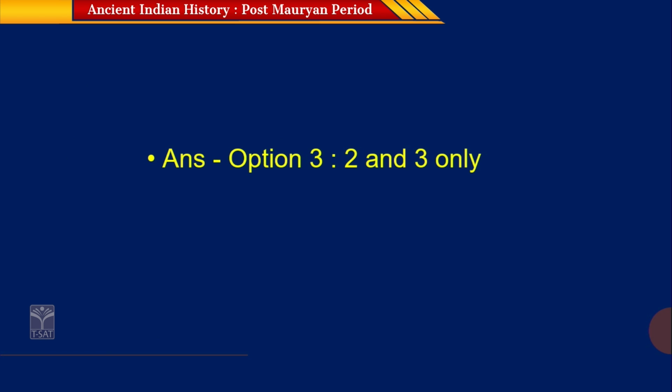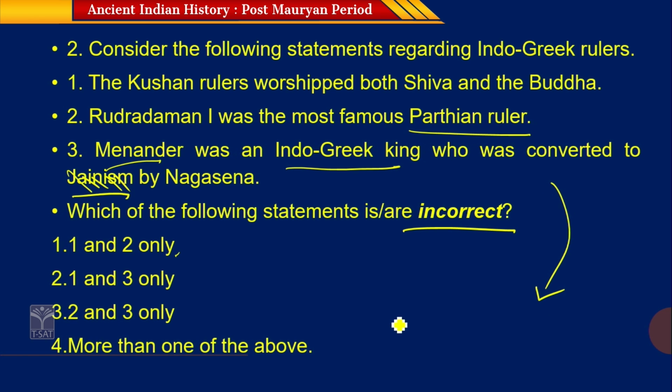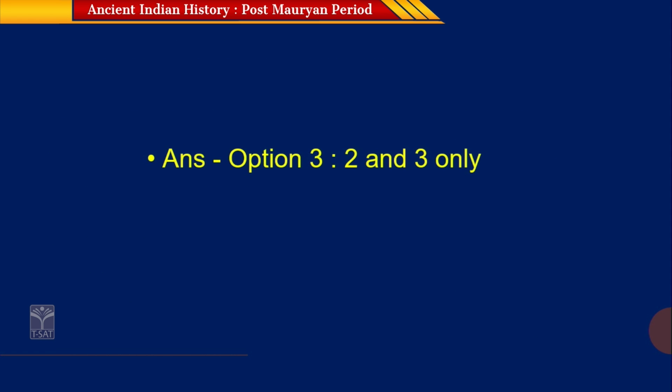The answer should be 2 and 3 only, because Rudradaman was a Shaka ruler, Scythian ruler. Menander was obviously an Indo-Greek king, correct, but converted to Buddhism, not Jainism, Buddhism by Nagasena. This is actually mentioned in a book called Milinda Pano. Milinda Pano is a dialectical discussion book, dialogue-based book. Indo-Greek kings, Indo-Greek period, we'll see some of the Indo-Greek kings.